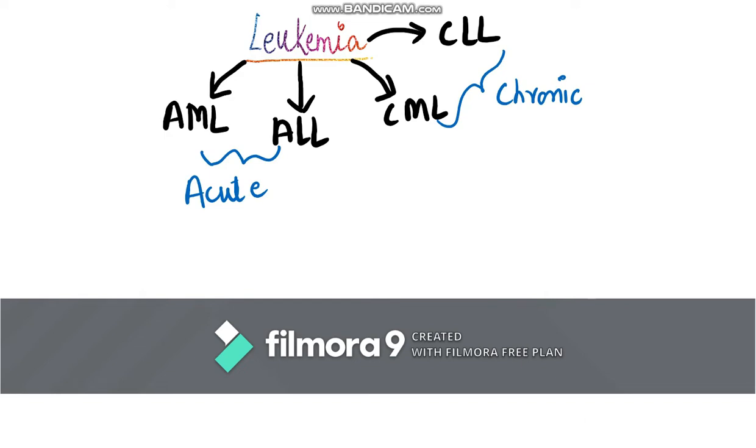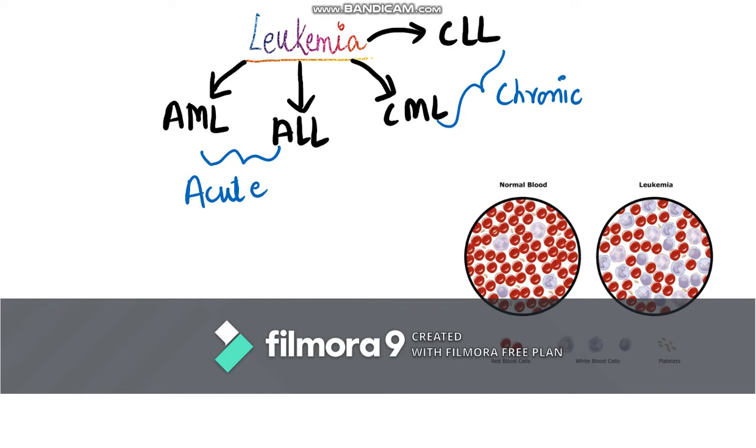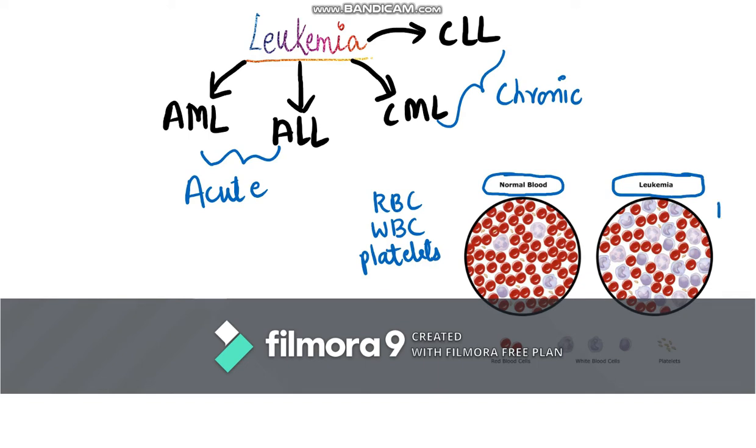Leukemia includes AML, ALL, CML and CLL. AML is acute myeloblast leukemia, ALL is acute lymphoblast leukemia, CML is chronic myelocyte leukemia and CLL is chronic lymphocyte leukemia.